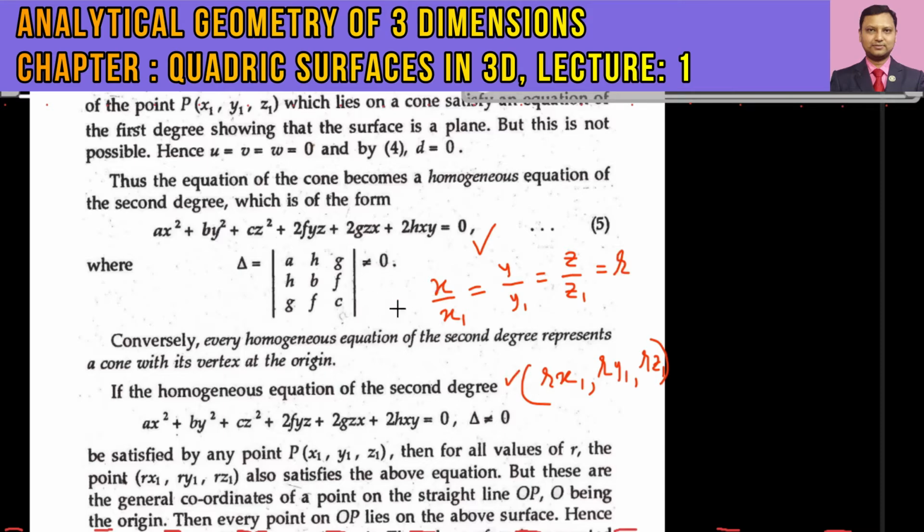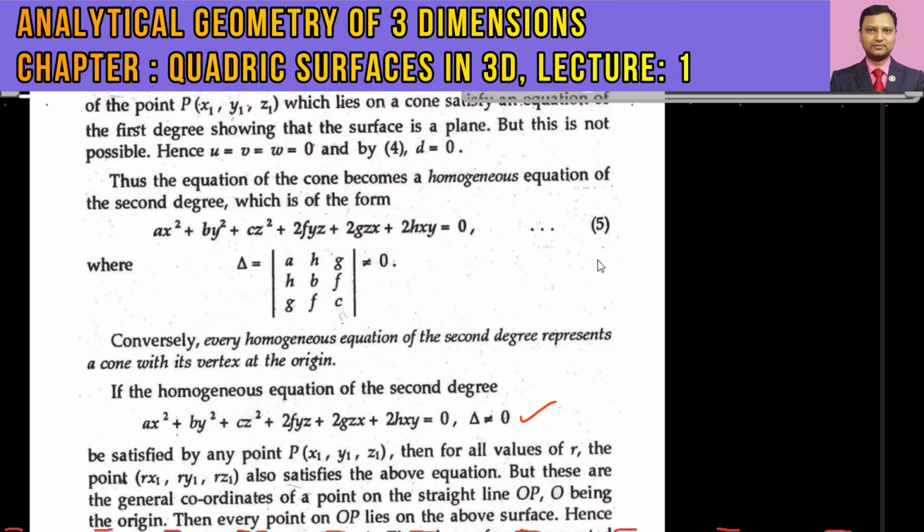And what is this type of straight line? This straight line is actually a straight line passing through the origin. So this straight line would always lie on the surface represented by this type of equation. So we can say that this straight line would be a generator of the cone represented by this equation. So a homogeneous equation of second degree involving three variables with delta not equal to 0 will always represent a cone.